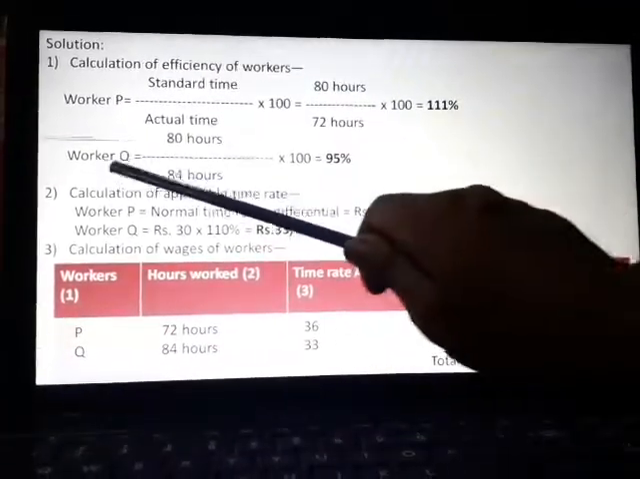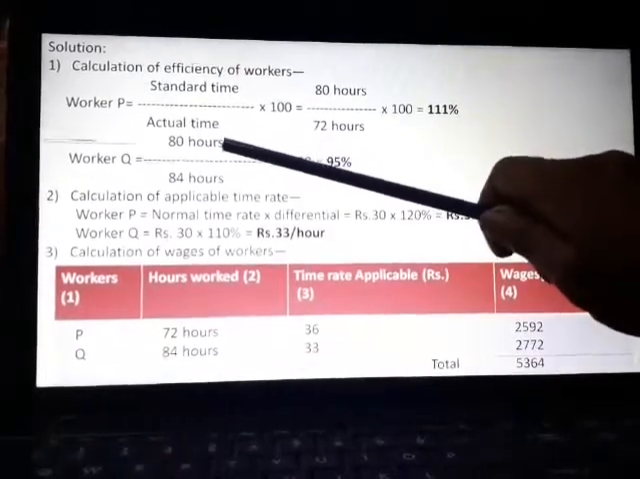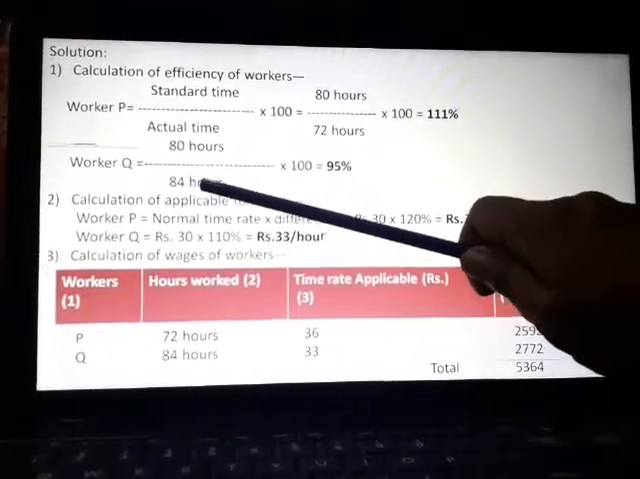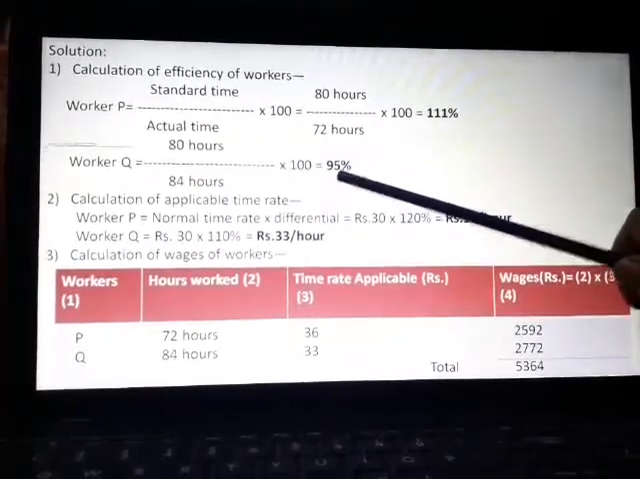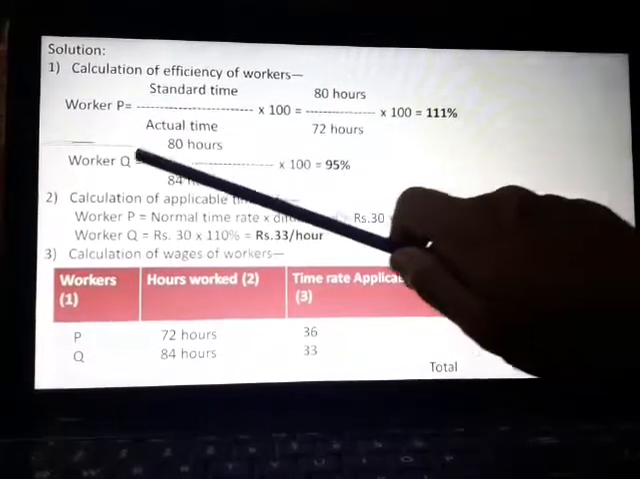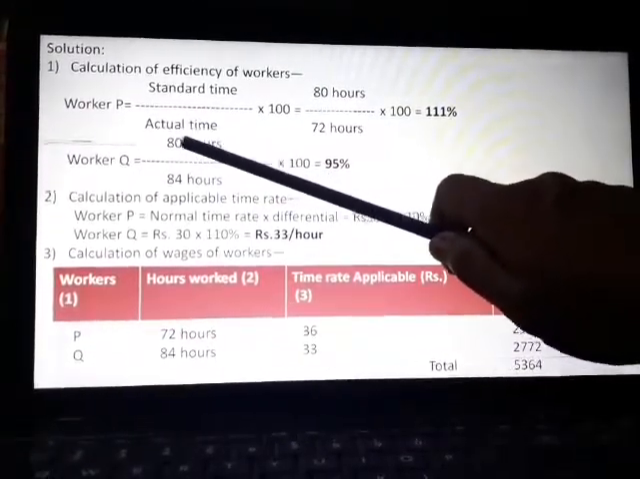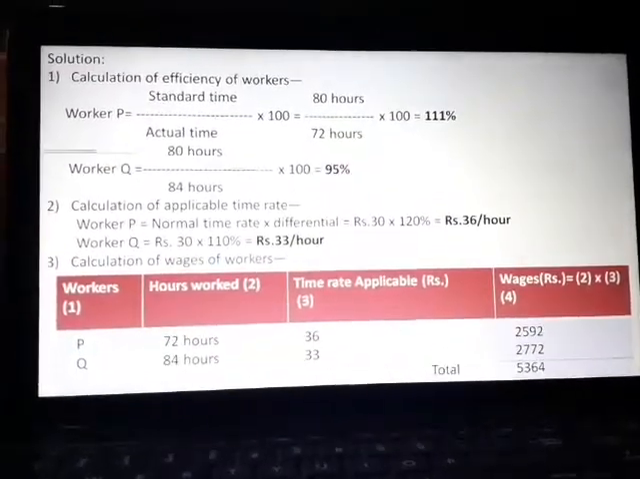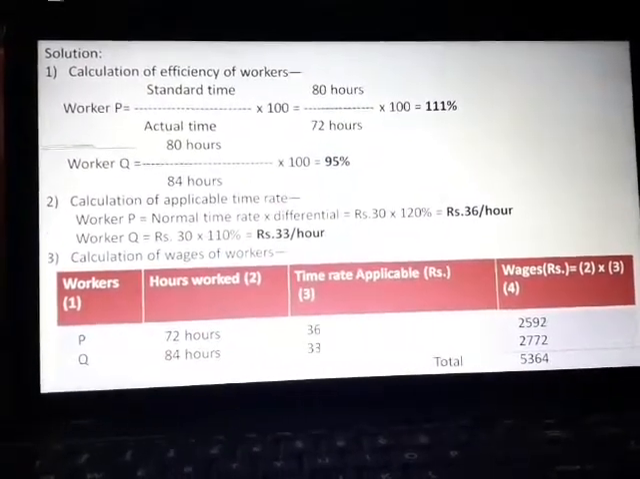Now in case of worker Q, 80 hours is the standard time, and he has taken 84 hours to do the job, into 100, that is 95%. So here you see Q has taken more than the standard hours to complete the job, so his efficiency is obviously less than 100%.